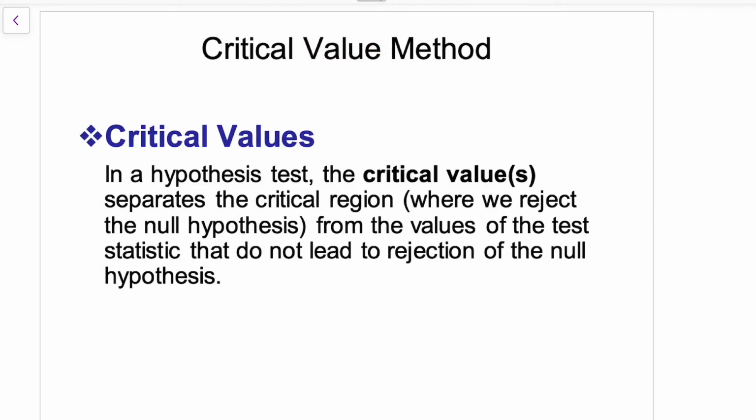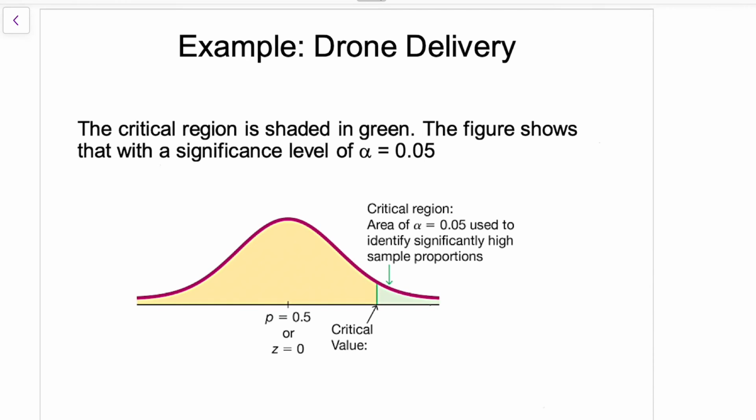An alternative option to the p-value method is what we call the critical value method. In the critical value method, we use this to separate the critical region from the values of the rest of the test statistic that do not lead to the rejection of the null hypothesis. One of the main differences between the p-value method and the critical value method is that we can determine the p-value without an initial alpha value. For the critical value method, we need an initial alpha value. So let's take an initial value of 0.05.